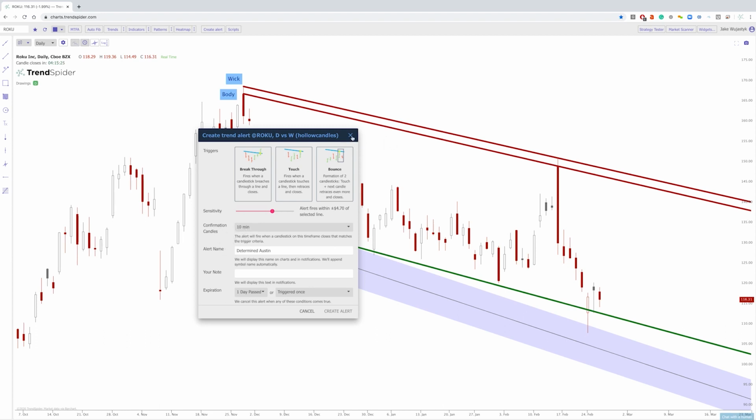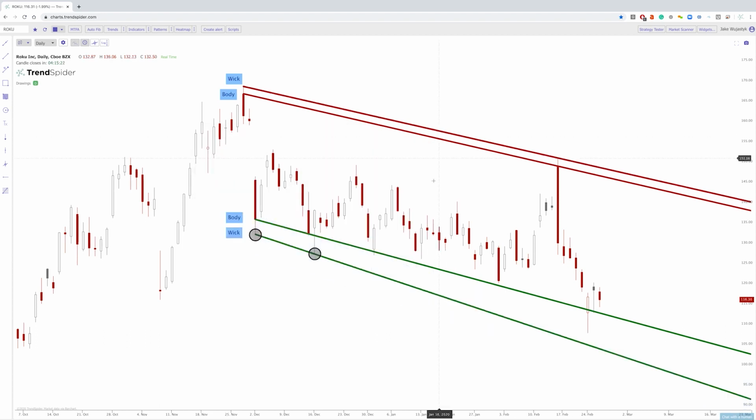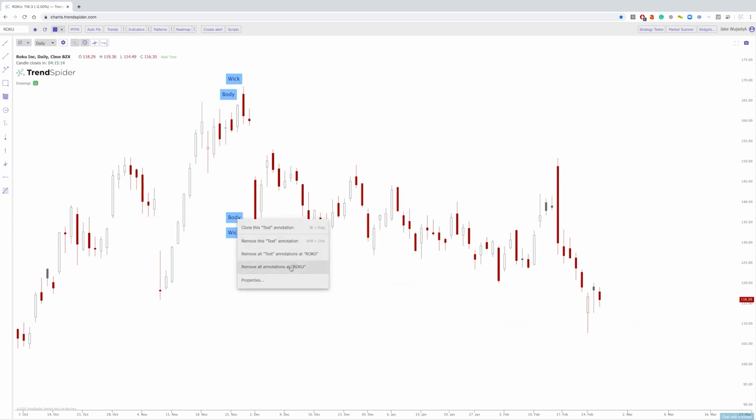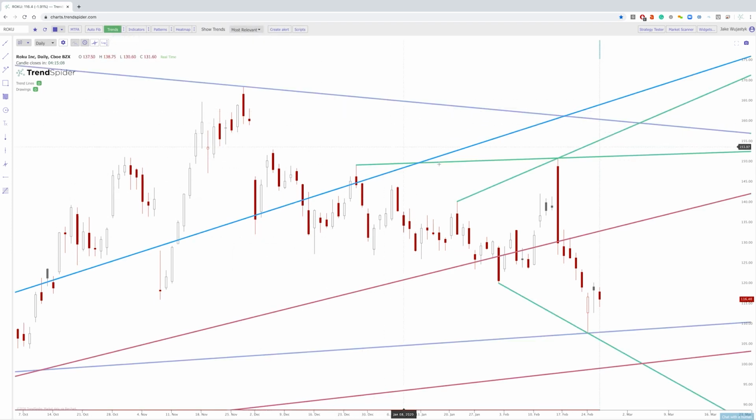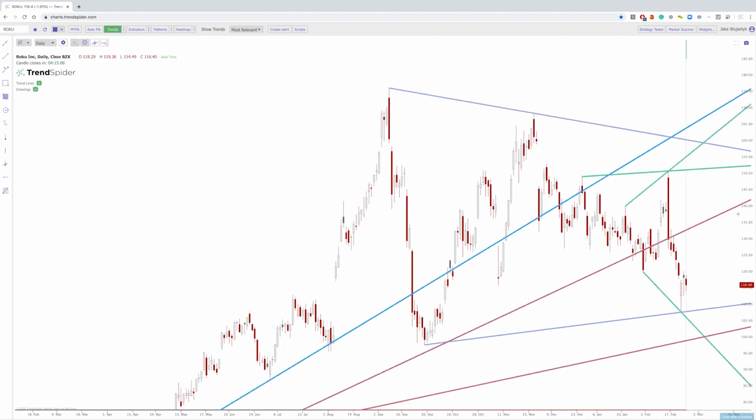So that's something that's really powerful on the system. Something that's also really powerful on the system is the ability to have the system draw these lines for you. So let me just remove everything. And you'll see here at the top we have the Trends button. When I click the Trends button, notice that all of these different lines pop up.